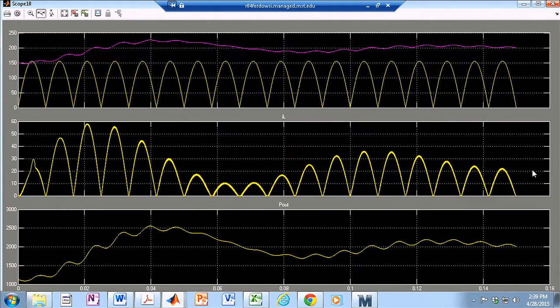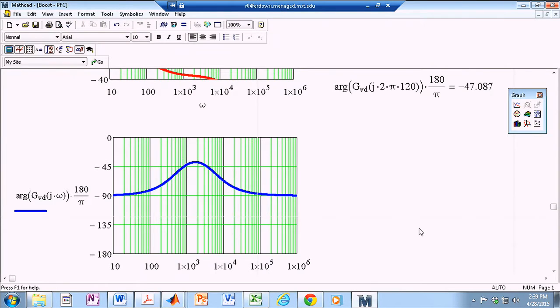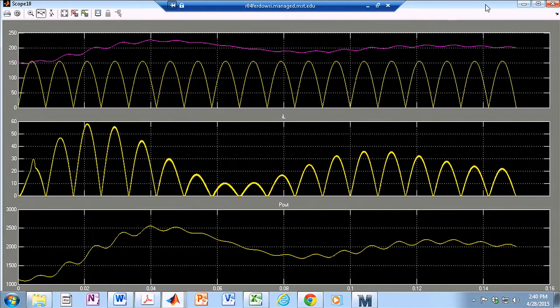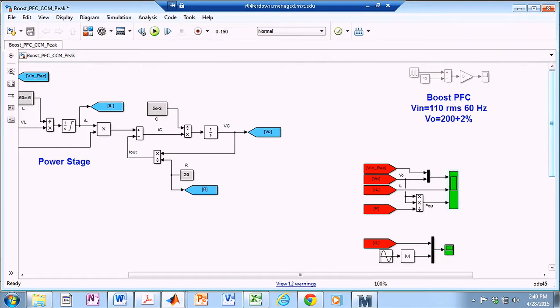You can play around with the zeros and poles of your compensation network. The only thing that you have to make sure of is that your 120 hertz ripple is significantly attenuated. That's the most important thing. So let me go back and adjust it to what it was.